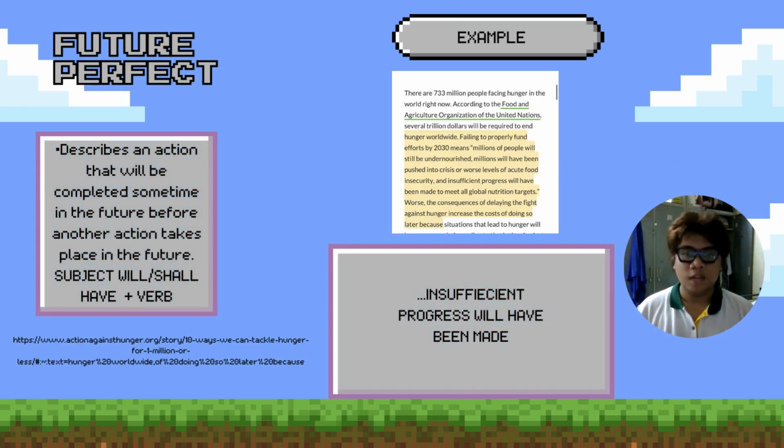The third one is the future perfect tense. Future perfect tense describes an action that will be completed sometime in the future, before another action takes place in the future. The structure of this tense is subject plus will or shall plus have plus the past participle. As in the example given, "insufficient progress will have been made." This means that the progress will already be completed by that future time. In the example, the subject is "insufficient progress," "will have" acts as a future perfect marker, and the past participle is "been made."